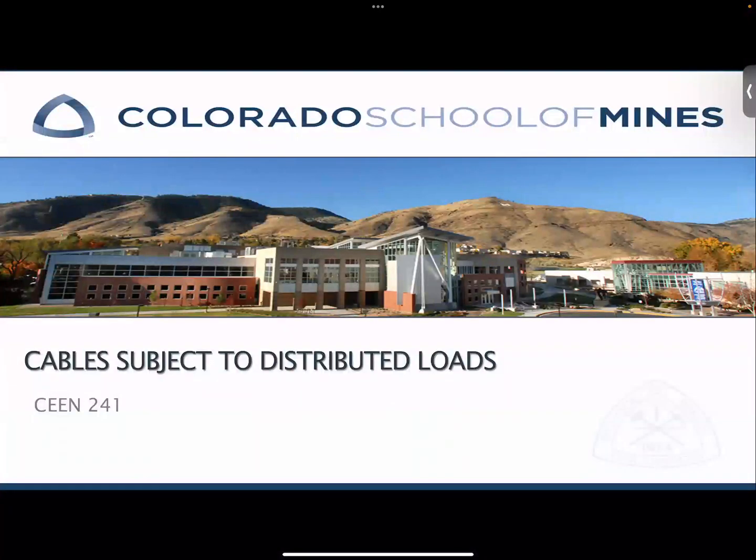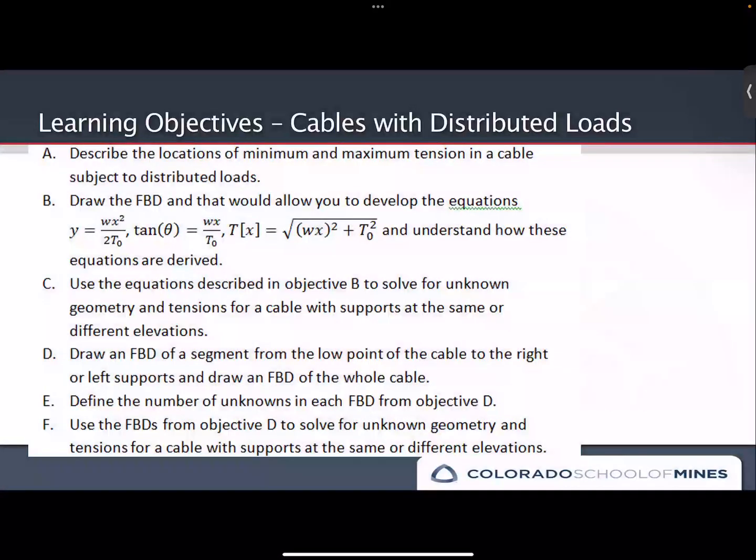Right, so cables subject to distributed loads. I have quite a few learning objectives here. These build on cables subject to discrete loads, which is what we covered with the video lecture on Friday. Very similar to frames and machines, it was about identifying all the possible FBDs and then picking an FBD with knowns and not too many unknowns. And so that approach is really great for that.